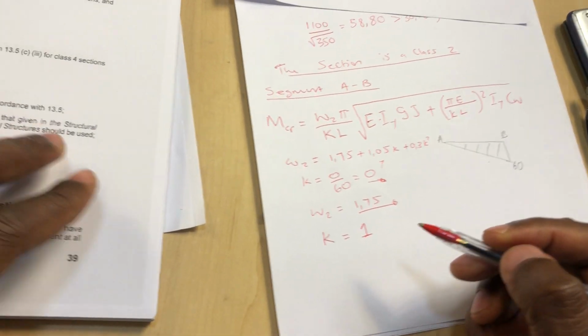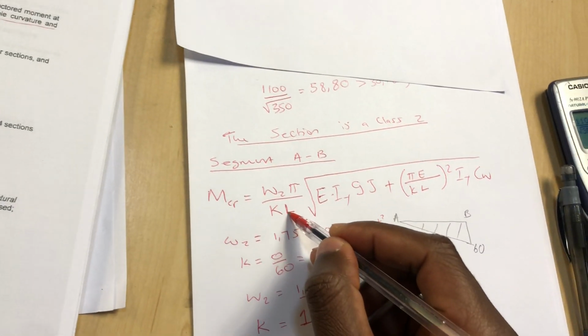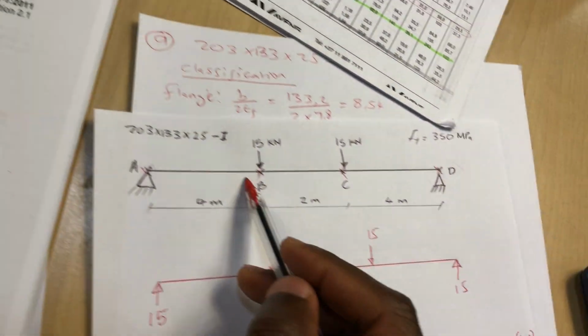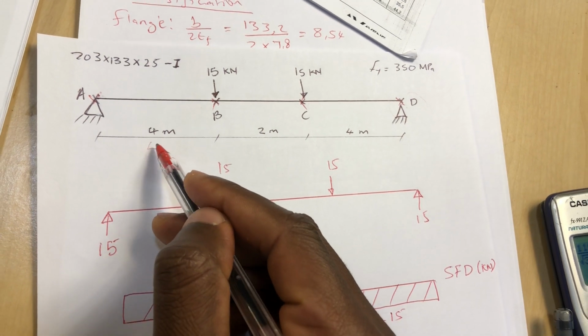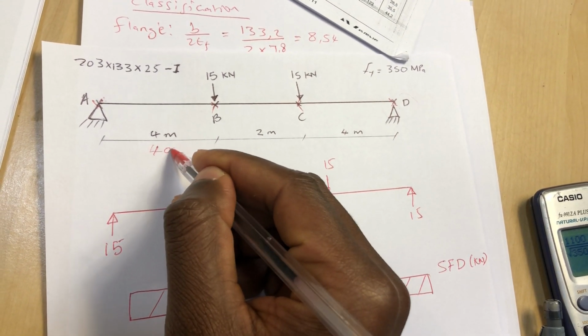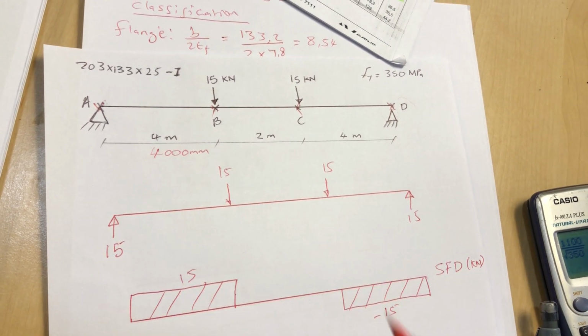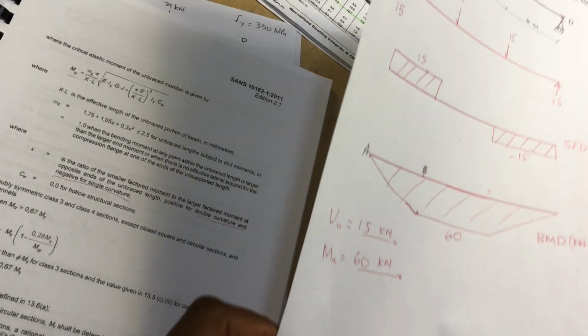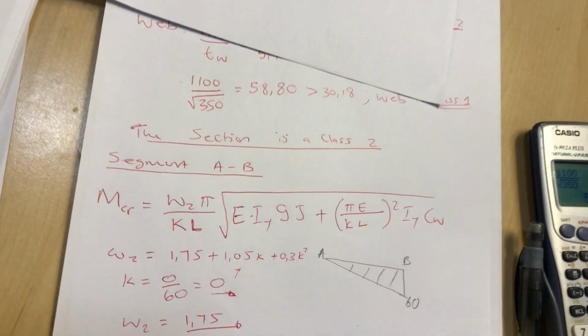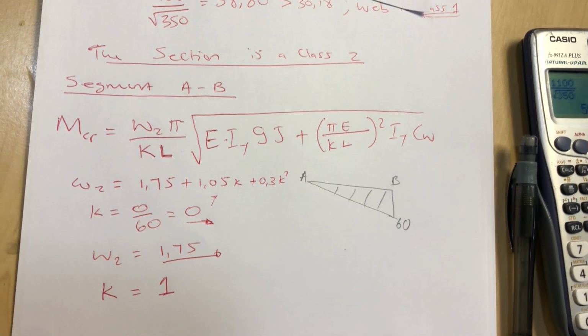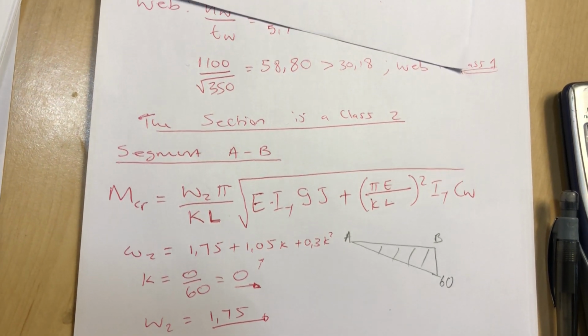Now the L is given. You come back to the information given. Between A and B, it's 4 meters, which is 4,000 millimeters. So now I can substitute all this information into my equation. Let me get another page.